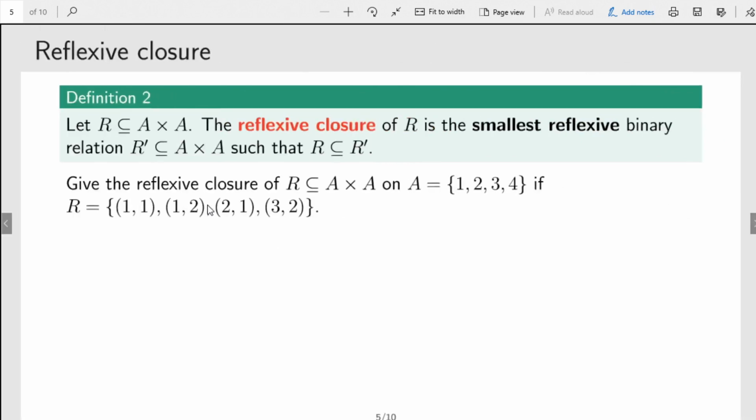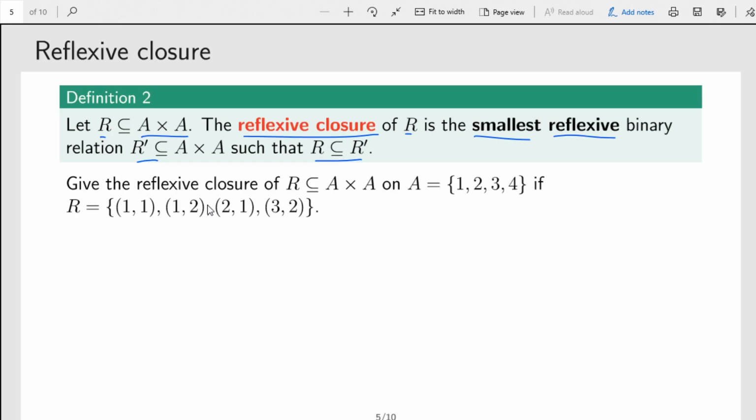So let's start with the first example. The first P closure is when P is reflexive. So we're talking about reflexive closure. Suppose we have a binary relation R on A. Then the reflexive closure of R is the smallest reflexive binary relation R prime such that R is contained by R prime. So the reflexive closure of a relation R is the smallest reflexive binary relation that contains R. Right, so that's the definition.